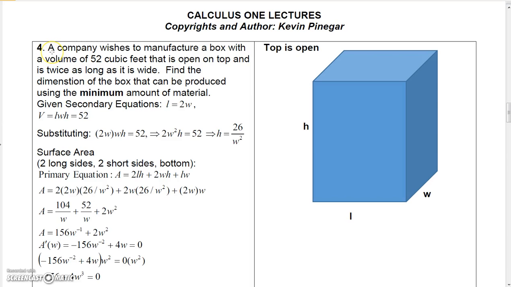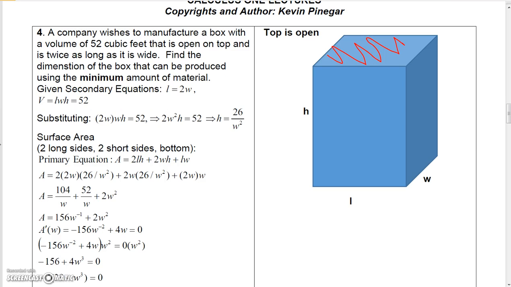Okay, here's another problem. A company wishes to manufacture a box with a volume of 52 cubic feet. It's open on top and is twice as long as it is wide. So just remember that there's no top. So it's open on top. Alright, so find the dimensions of the box that can be produced using the minimum amount of material.